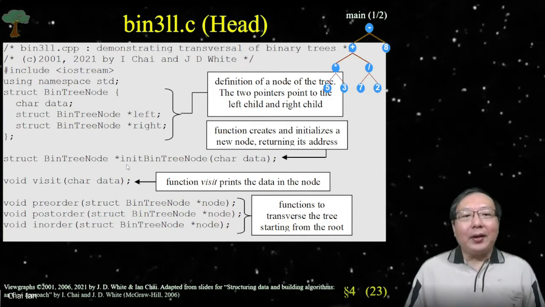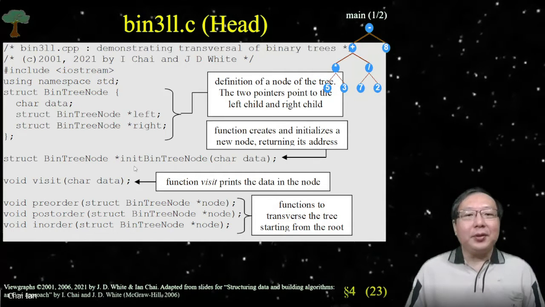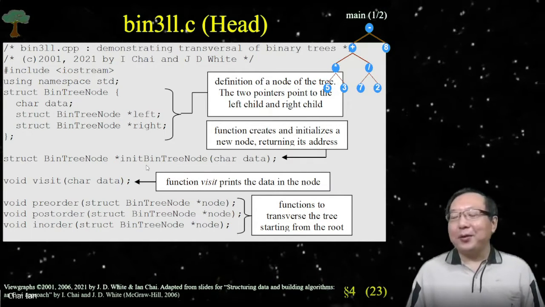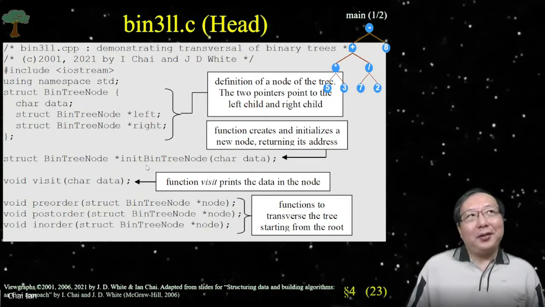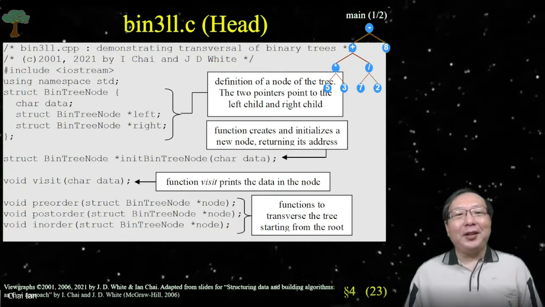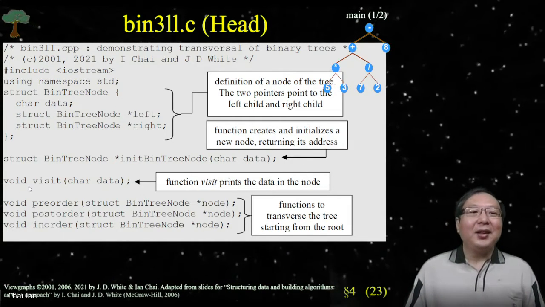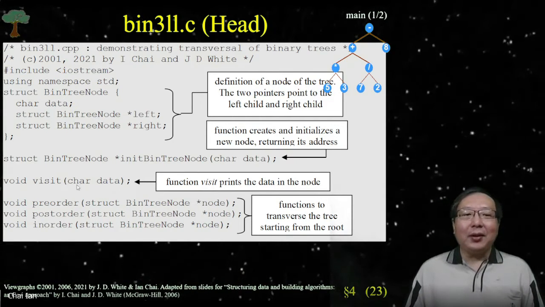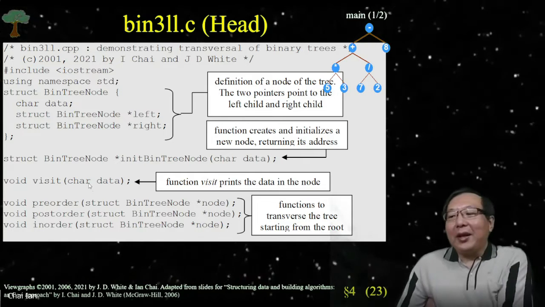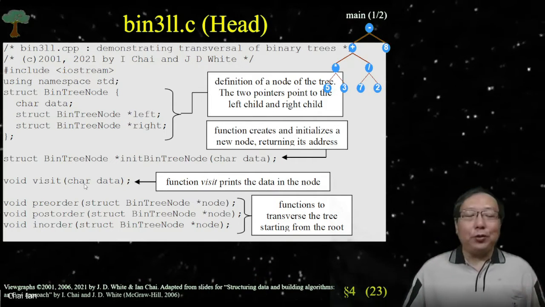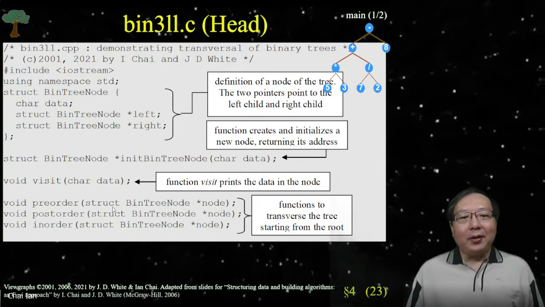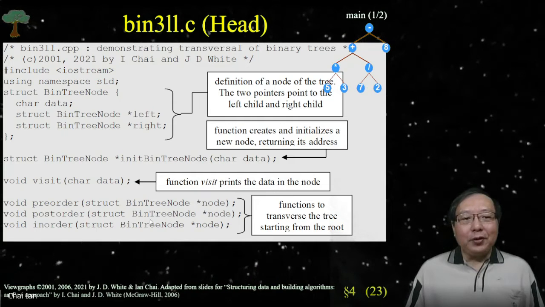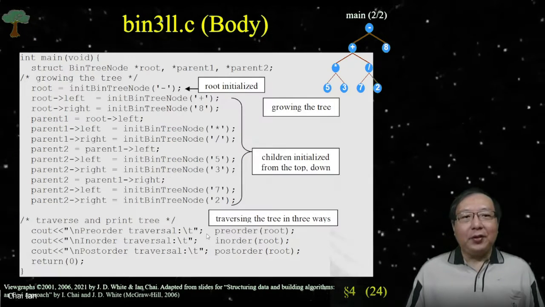Anyway, here we have an init bin tree node, which is exactly the same as your init LL node in the doubly linked list. And the visit is a new thing. Visit is, in our case, just going to print the character, but in other cases, you might do some other processing. Then pre-order, post-order, and in-order are the different traversals.